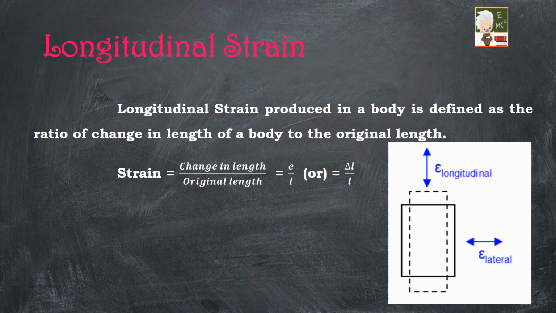First is longitudinal strain. When a rod of length L is pulled by equal and opposite forces, the longitudinal strain is defined as the ratio of change in length of a body to the original length. So longitudinal strain is equal to change in length by original length, that is delta L by L. Longitudinal strain can be classified into two types: tensile strain and compressive strain. So what is tensile strain? If the length is increased from its natural length, then it is known as tensile strain. Whereas compressive strain is when the length is decreased from its original length.